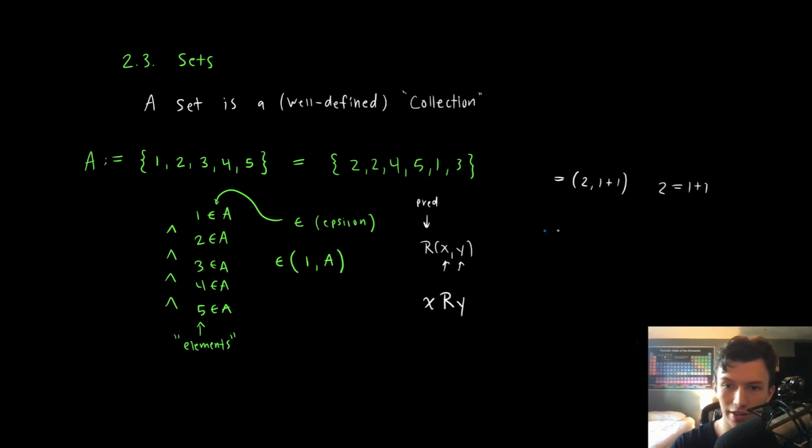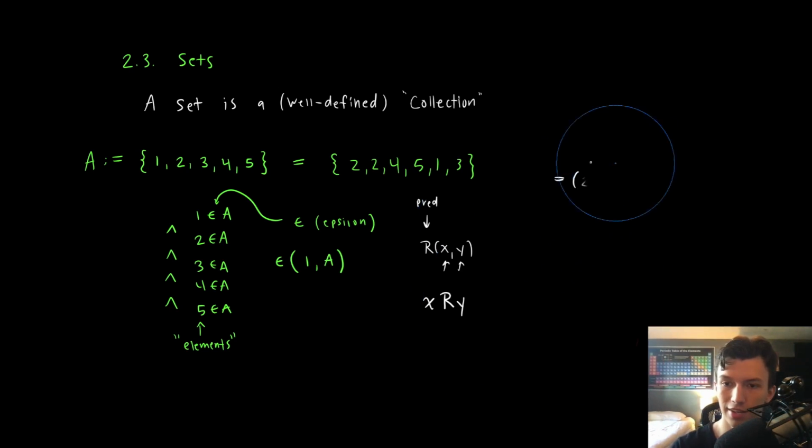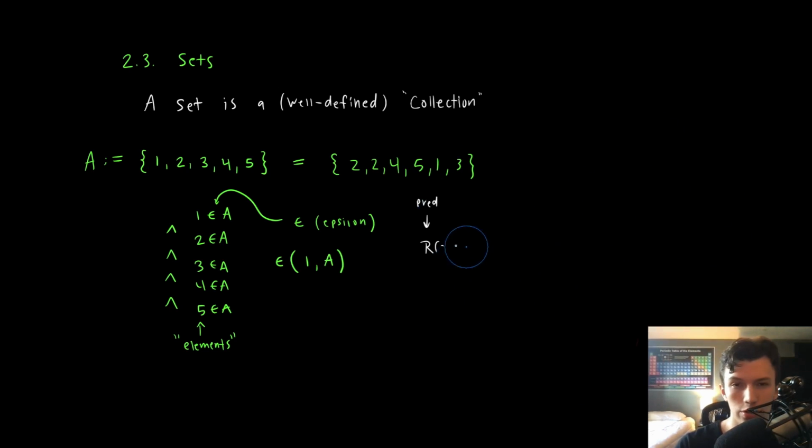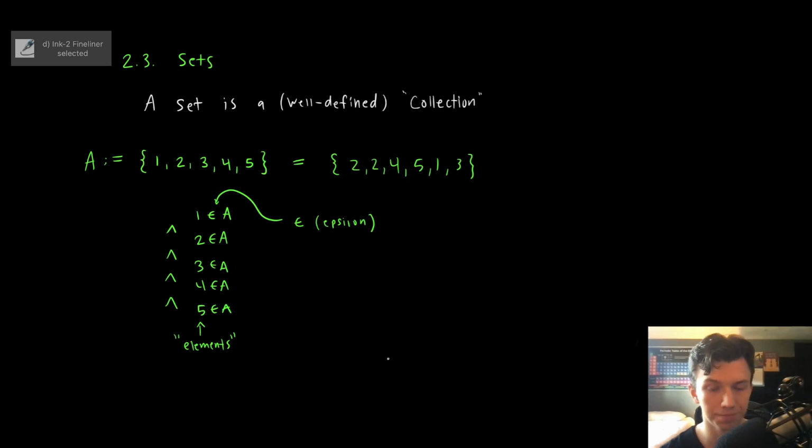Same thing for less than, x is less than y. This is again a relation, so it takes in 2 inputs like this, but this is just the traditional notation that we use, and it saves space and it's a little more intuitive. So there's our first relation, by the way. So that would be sets, well-defined collections.